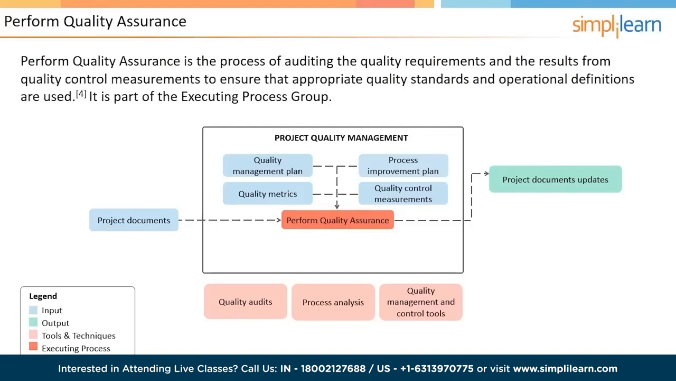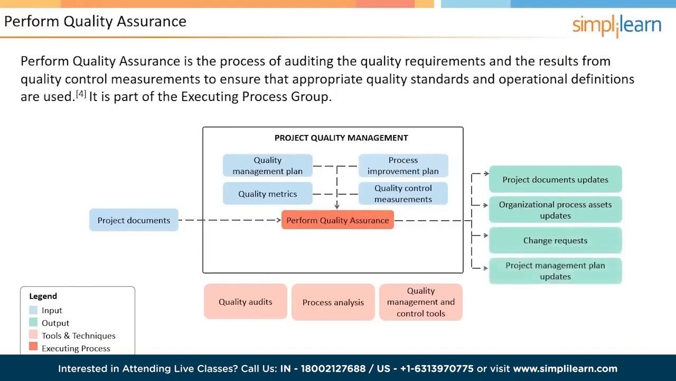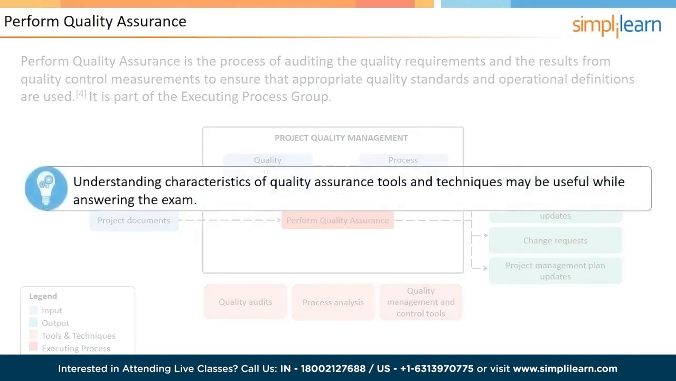Also, if there are any lessons learned that can help improve future projects, the organizational process assets get updated. This quality assurance may result in improvement suggestions, change requests may be generated, and the project management plan may need to be updated. Understanding characteristics of quality assurance tools and techniques may be useful while answering the exam, so prepare this topic well before you take the exam. In the next screen, let us discuss the last process of quality management.